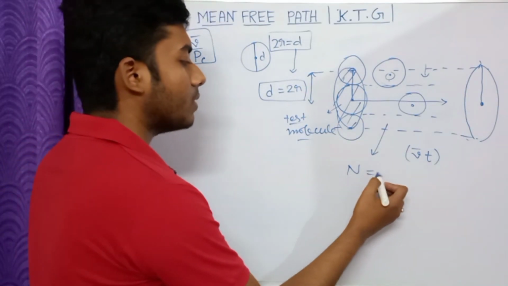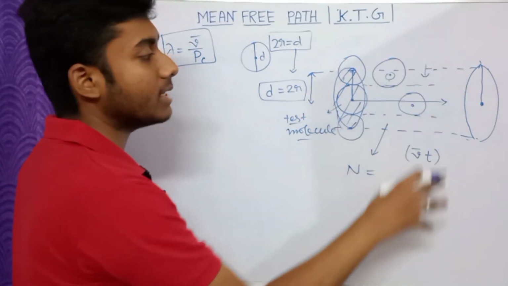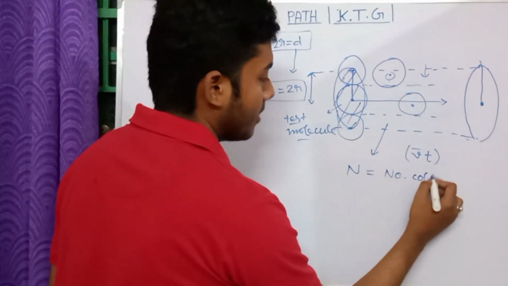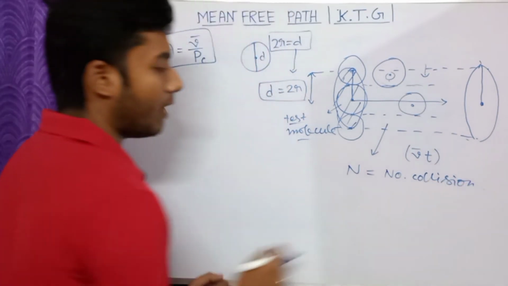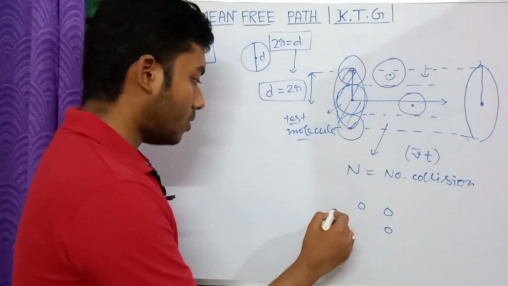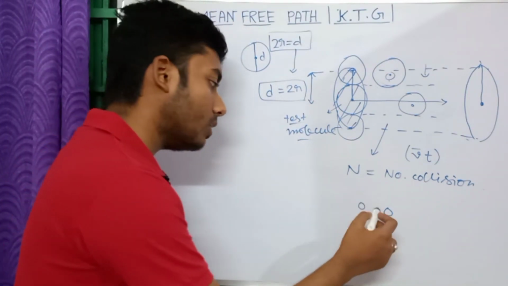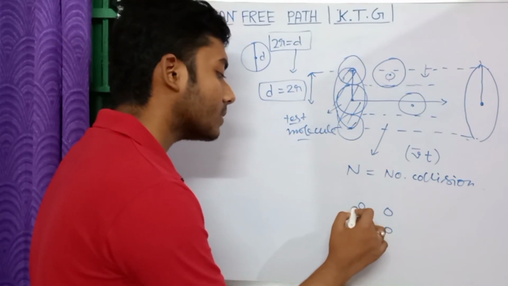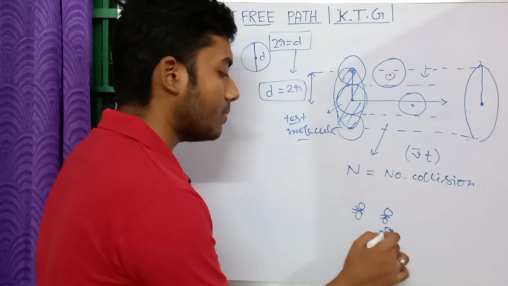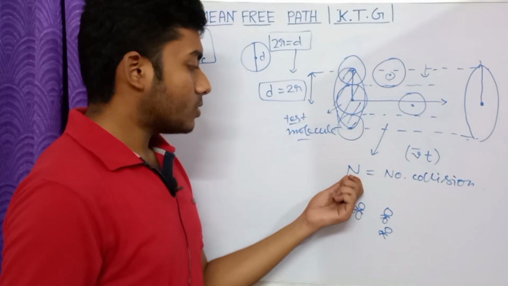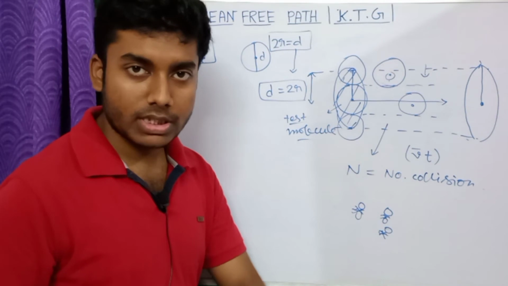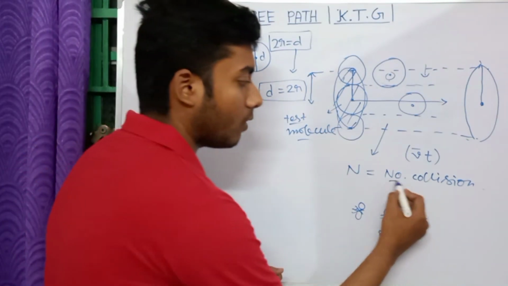Now what will this number be? The number of gas molecules present in this region will be equal to the number of collisions, right? Why am I writing this? Because suppose there are 3 molecules present. Then there will also be a possibility of 3 collisions with these 3 molecules. So if there are n molecules, then there will be n collisions. So we can find the number of collisions.